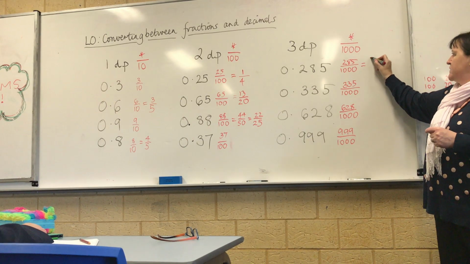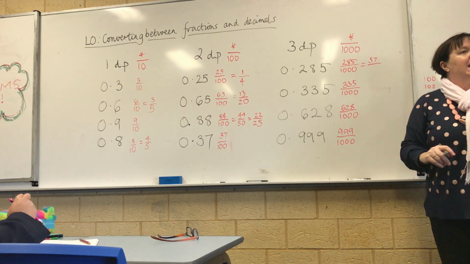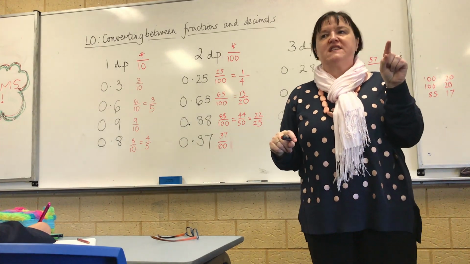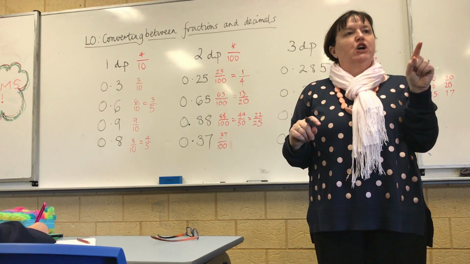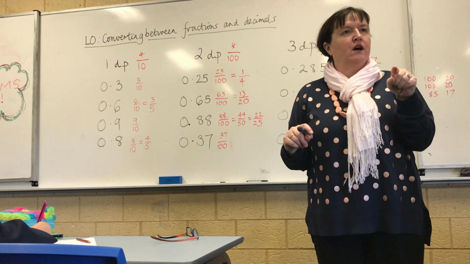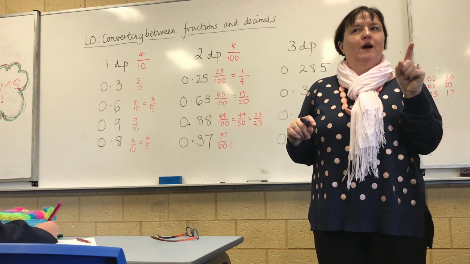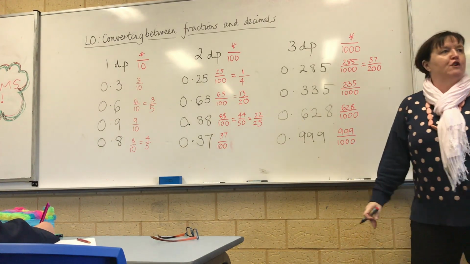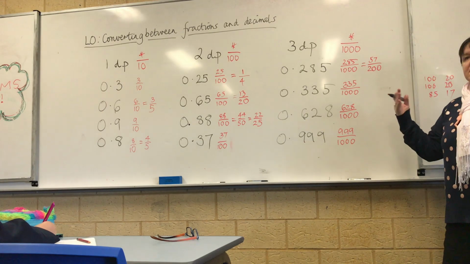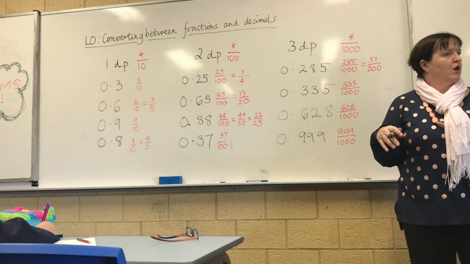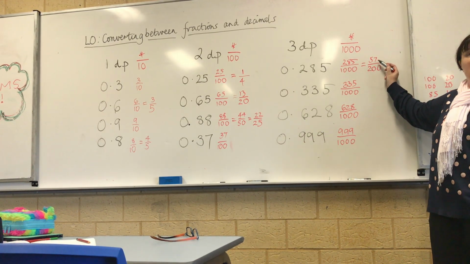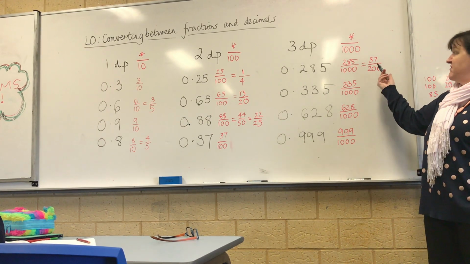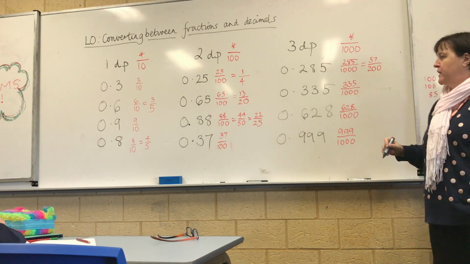57. 57, well done. Okay, now if there are, listen to the pattern, 2 5s in 10, 25s in 100, 200 in 1,000, that's right. So 57 over 200. And again, there are no more common factors. 57 does divide by 19, but 200 doesn't divide by 19. If it was 57 over 190, it would have simplified.